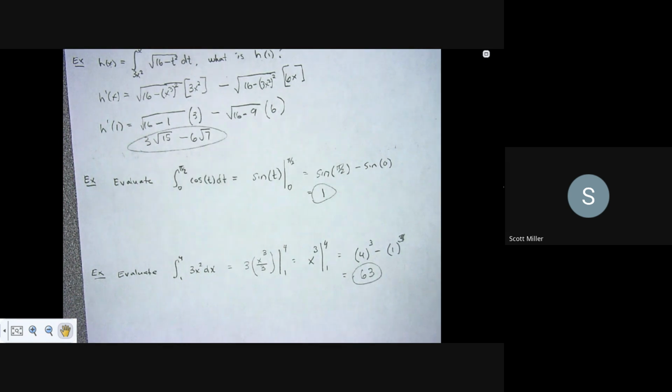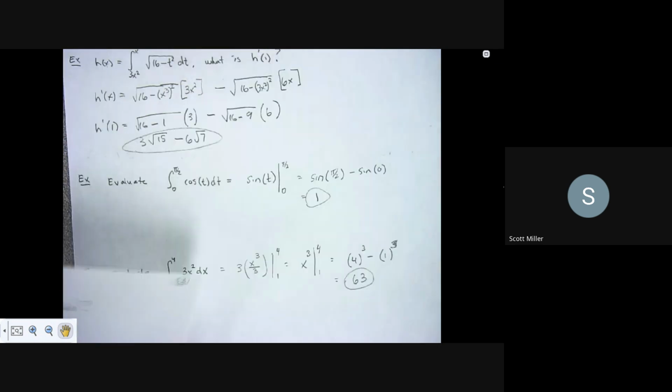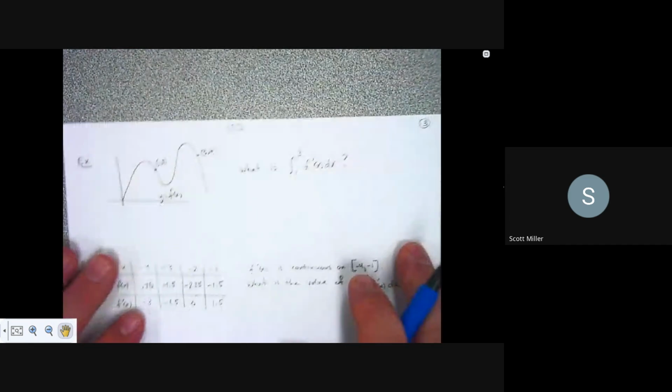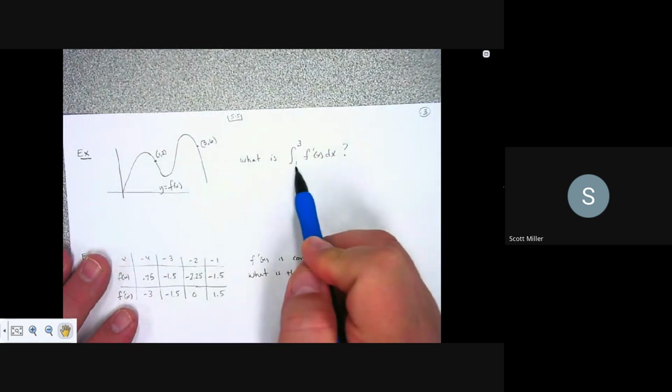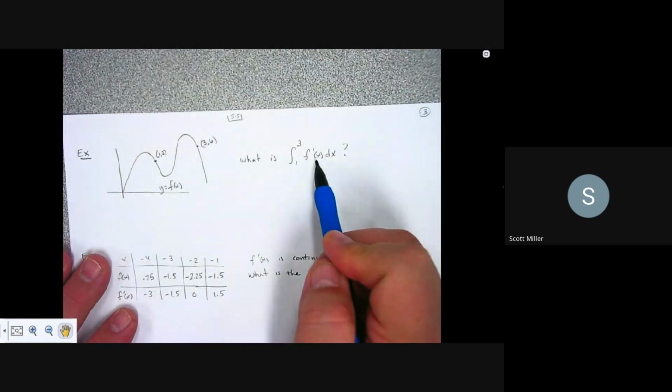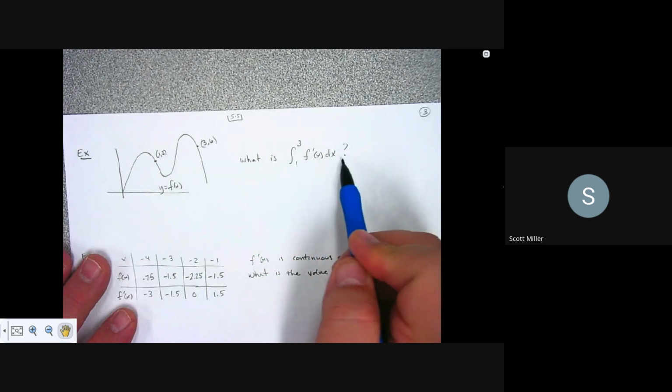Okay, so these are your fundamental theorems of calculus. Let's look at a graphical approach to this so you can see how this works in a graphical sense. Let's look at that example. So here I'm looking at this. What is the integration from 1 to 3 of f prime dx?